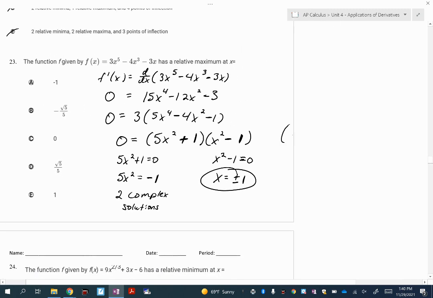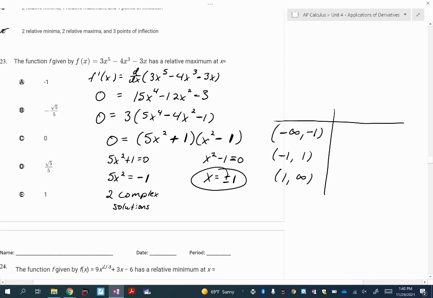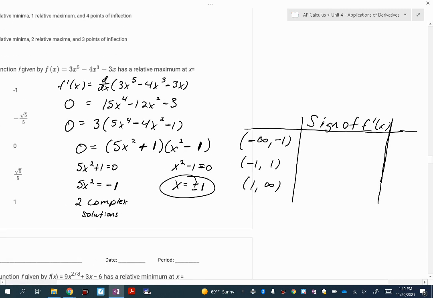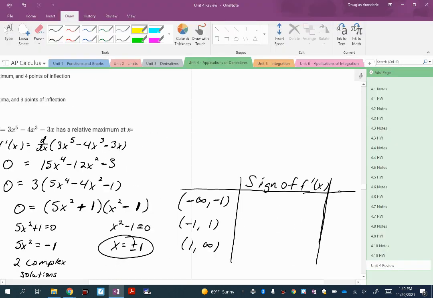That means I'm going to set up, like we've done in the past, negative infinity to negative 1, negative 1 to 1, and 1 to infinity. And I'm going to do my signage. So I'm going to do the sign of my derivative, sign of f prime of x, given my conclusion. So if I plug in, again, I'm just plugging into the derivative here, so I'll highlight which one I'm doing.